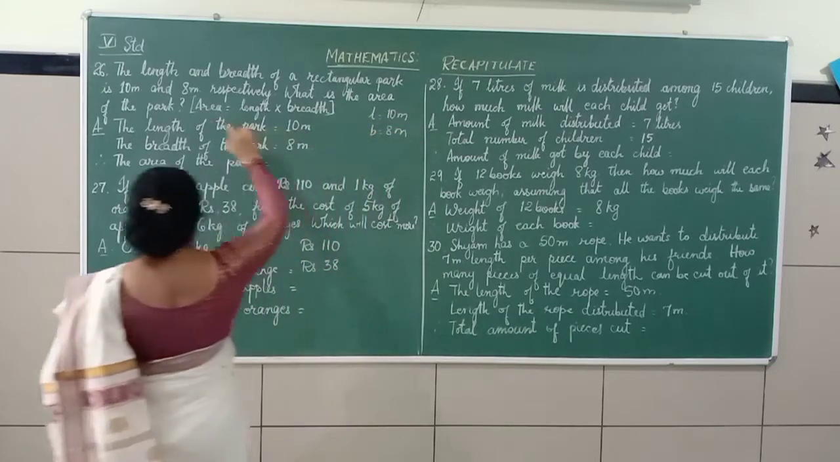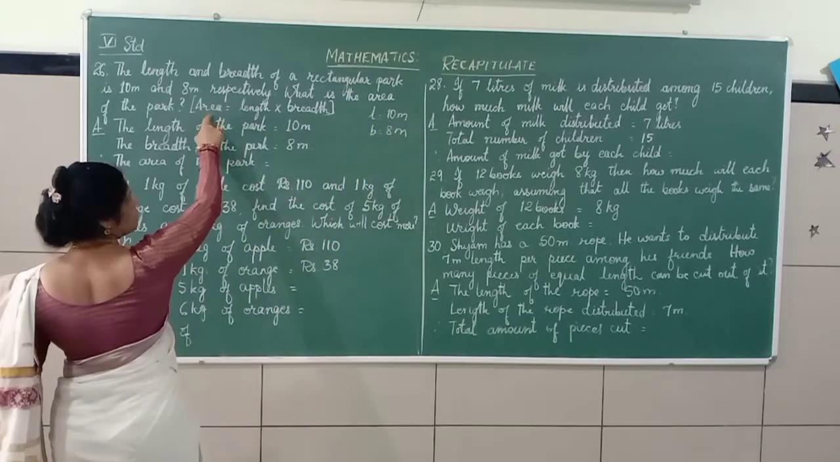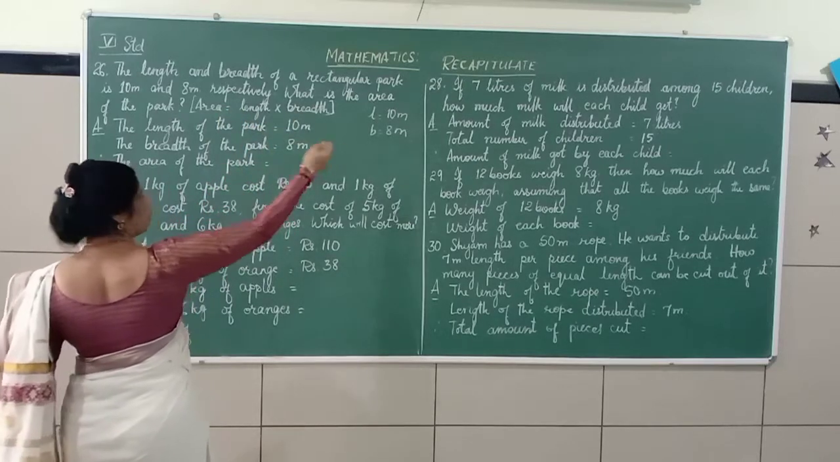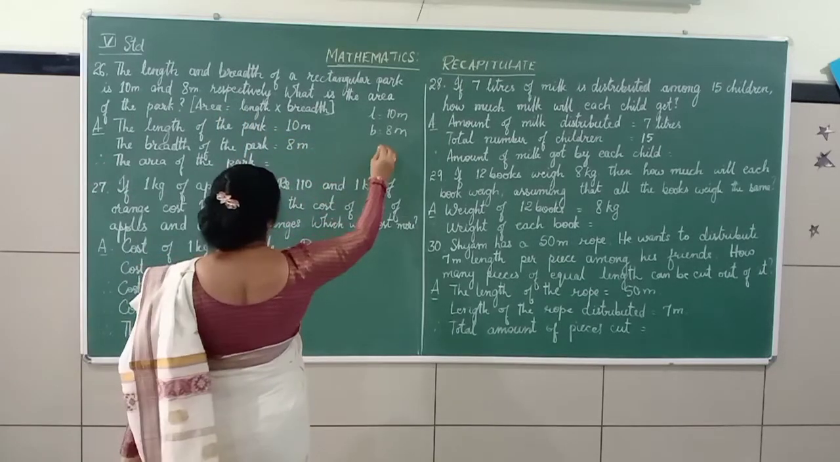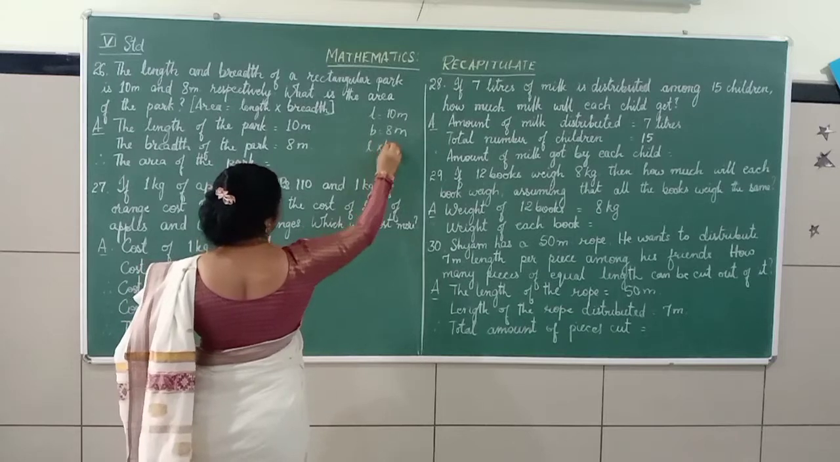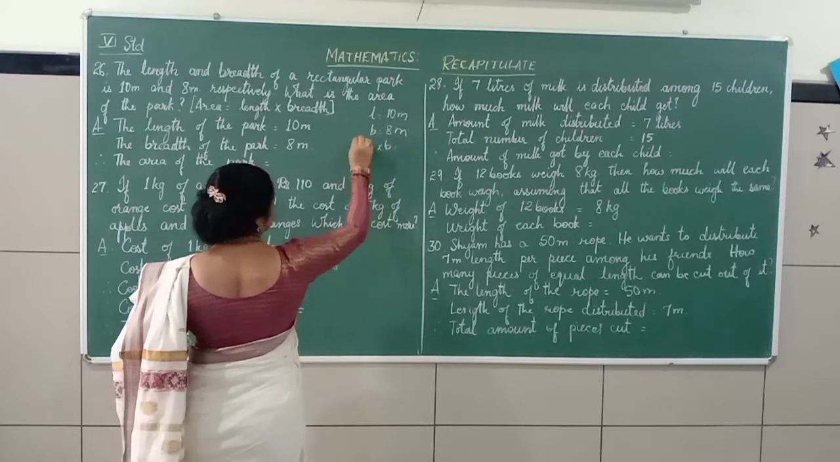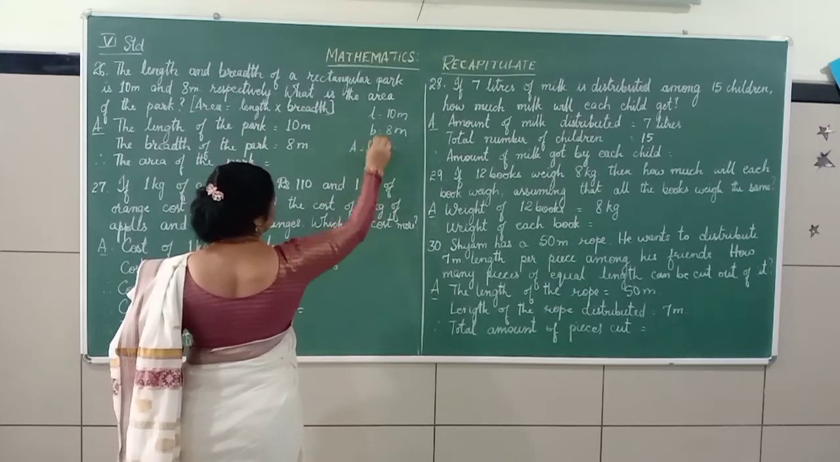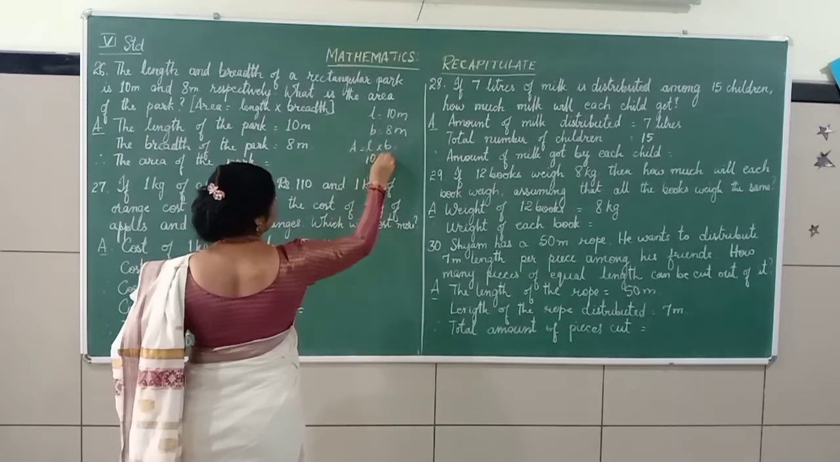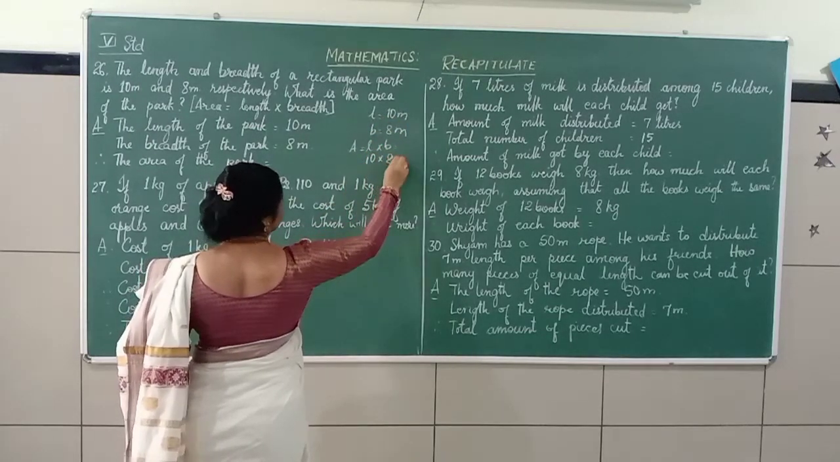They are given a hint here. Area of the rectangle is length into breadth. So already the hint is given. So what you have to do? L into B will be the area. Area is equal to L into B. So what is L? L is 10 and B is 8. So what is the answer?